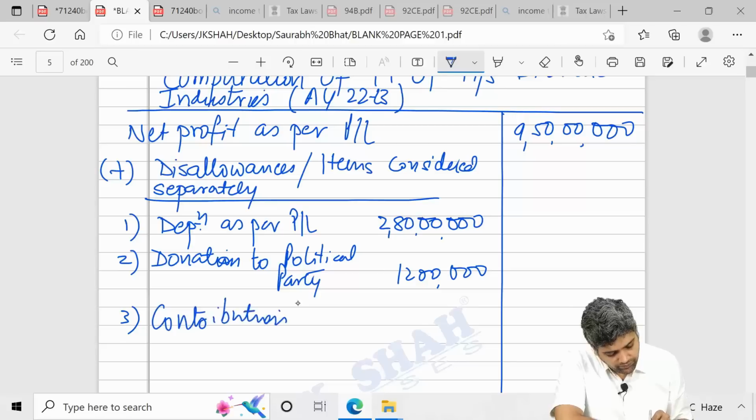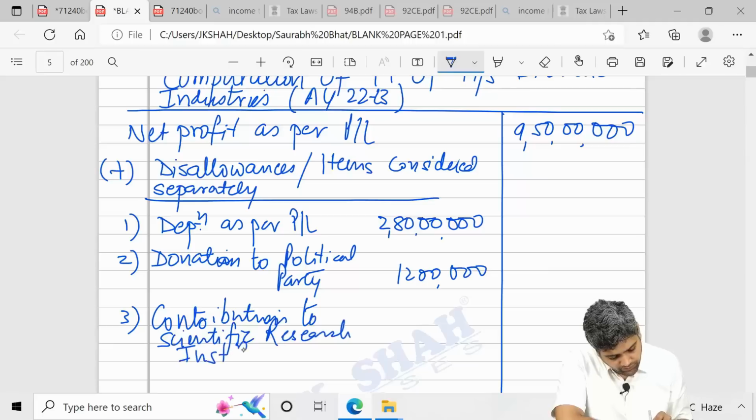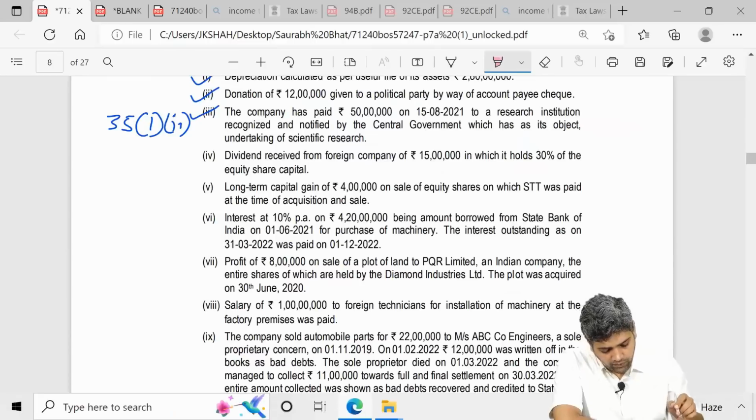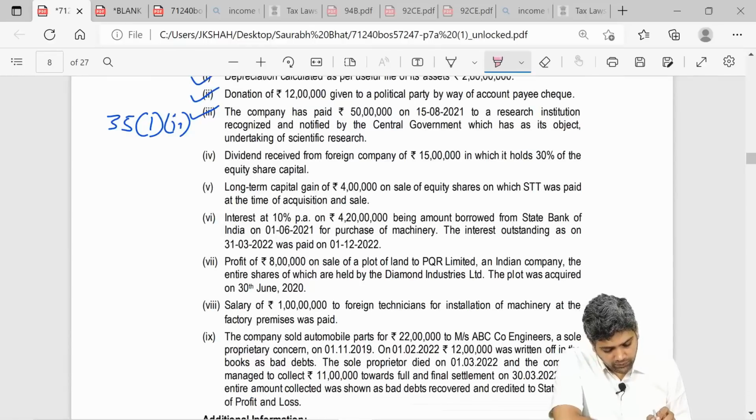Contribution to scientific research institution, that is 50 lakh rupees, would be disallowed.